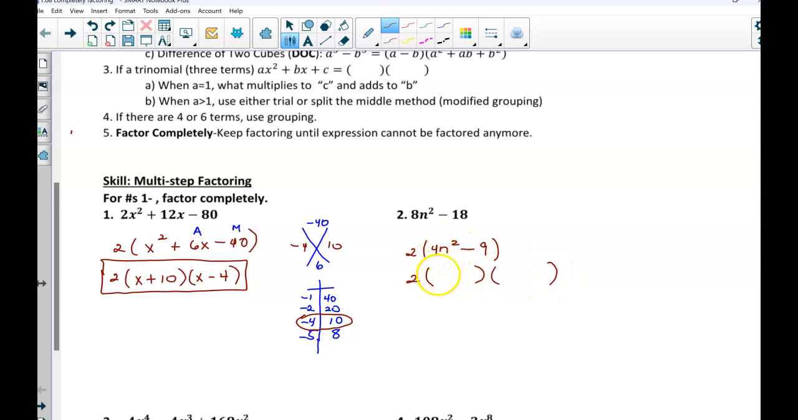So the square root of 4n squared is 2n, and it's plus or minus, and the square root of 9 is 3. By the way, if you wrote 2 times 2n minus 3 times 2n plus 3, that would be correct as well.